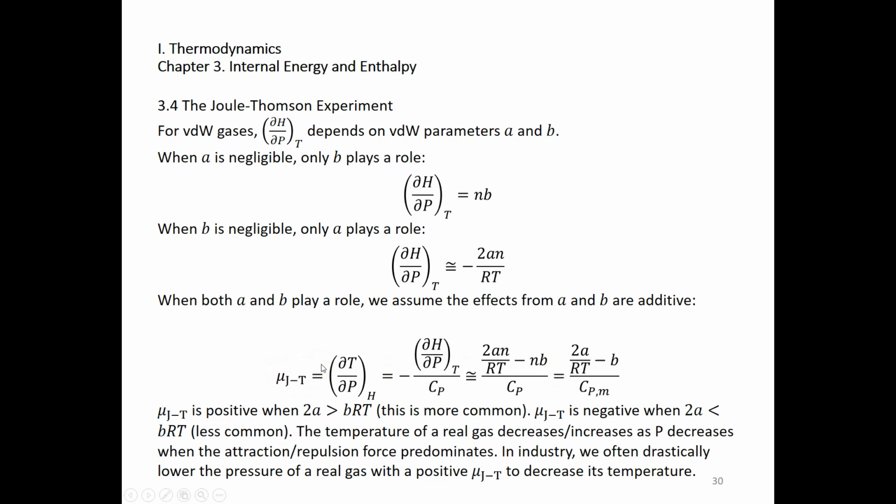Alright? So it's more common for mu JT to be positive. So we'll study this case. Mu JT can be negative if the attraction is really small and the repulsion is really large. This is less common. But anyway, if mu JT is positive, then somehow we can lower the pressure of a real gas to lower its temperature.